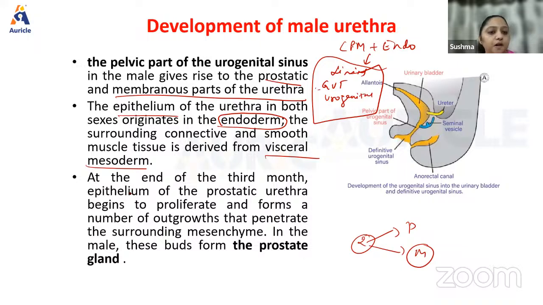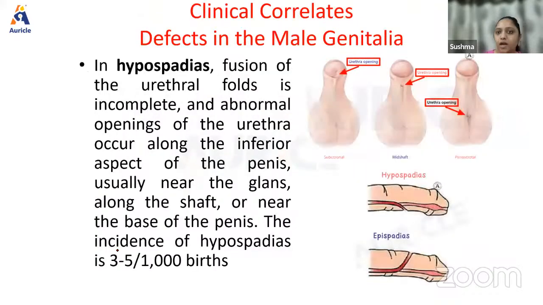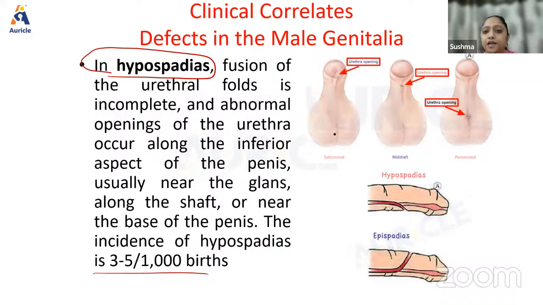At the end of the third month, the epithelium of the prostatic urethra begins to proliferate and forms a number of outgrowths that penetrate the surrounding mesenchyme. In males, these buds form the prostate gland. Now, this is important, guys. Why? Because in hypospadias, what happens? The fusion of the urethral folds is incomplete, and abnormal openings of the urethra occur along the inferior aspect of the penis, usually near the glans penis, along the shaft, or near the base of the penis, and incidence is around 3 to 5 per 1,000 births.